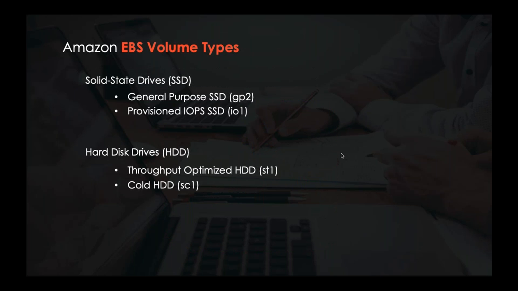Now there are different kinds of volumes available. There are SSD volumes and HDD volumes. In SSD, there are two types available: general purpose SSD and provisioned IOPS SSD. For HDD, again there are two types available: throughput optimized HDD and cold HDD. There is also one more category called magnetic storage. This magnetic storage is just like our magnetic disk, which has a very low cost, but at the same time it gives you very low performance. It's not at all recommended.